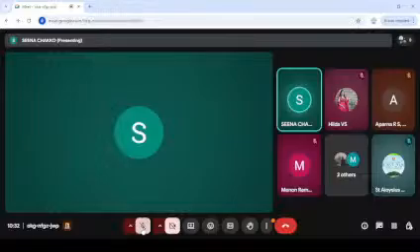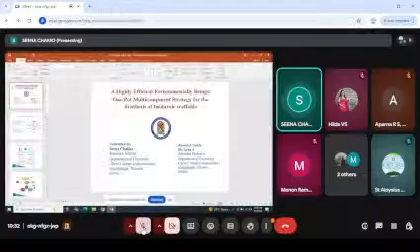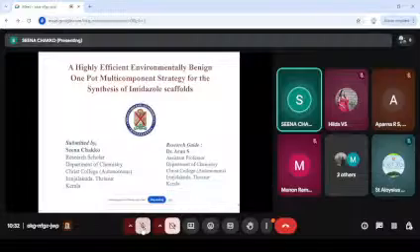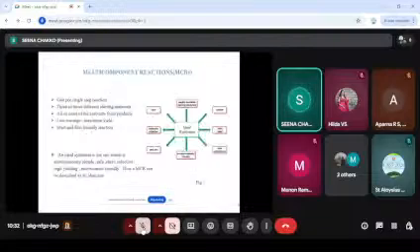I am Sina Chako, research scholar, Department of Chemistry. I am doing PhD under the guidance of Dr. Arunas, Department of Chemistry, Christ College, Irinjalakuda. Today, I am going to talk about a highly efficient, environmentally benign one-pot multi-component strategy for the synthesis of imidazole scaffolds.